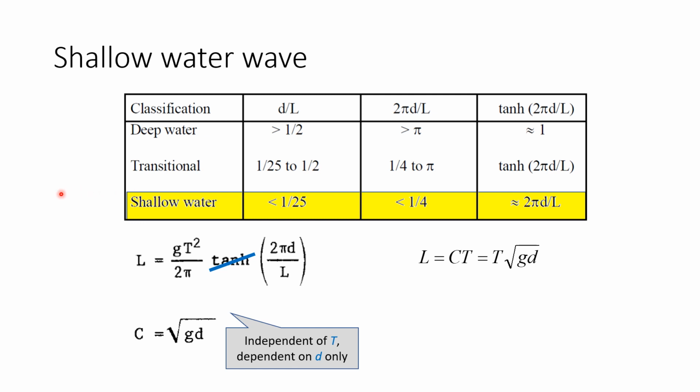As mentioned just now, for shallow water, DOL is less than this value, so that tanh of 2 pi DOL is now approximately equal to 2 pi DOL. So going back to the original equation, for shallow water wave, L equals gT squared over 2 pi, and this part can now be simplified as only 2 pi d over L from here. So if we simplify this expression, we are going to end up getting this expression, whereby C equals the square root of gd.